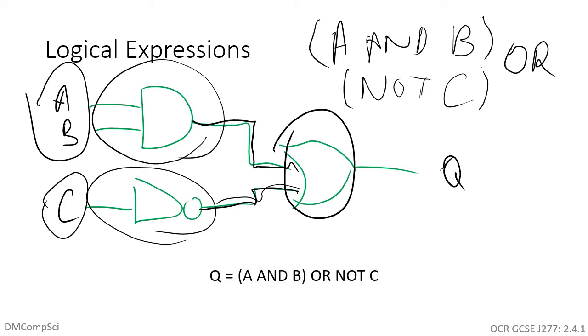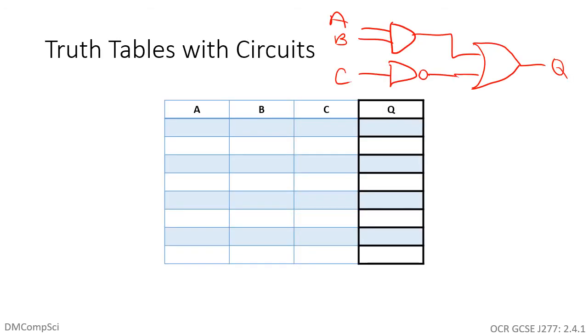And there you can see in neater writing, because the computer isn't left-handed like myself, Q equals A and B or not C. Now it's time to bring in the skill that we learned in the last video, and that was use of truth tables. We need to show the outputs for all possible combinations of inputs for our circuit.